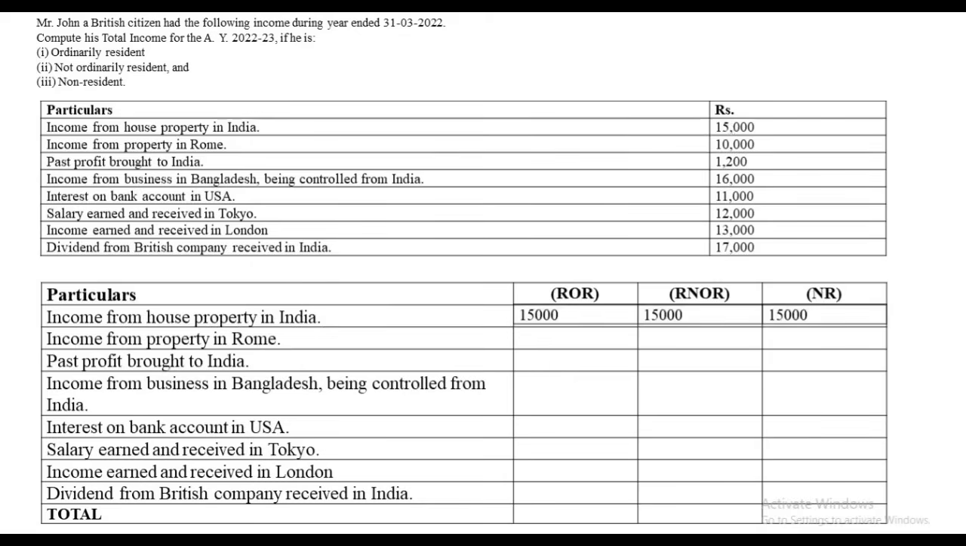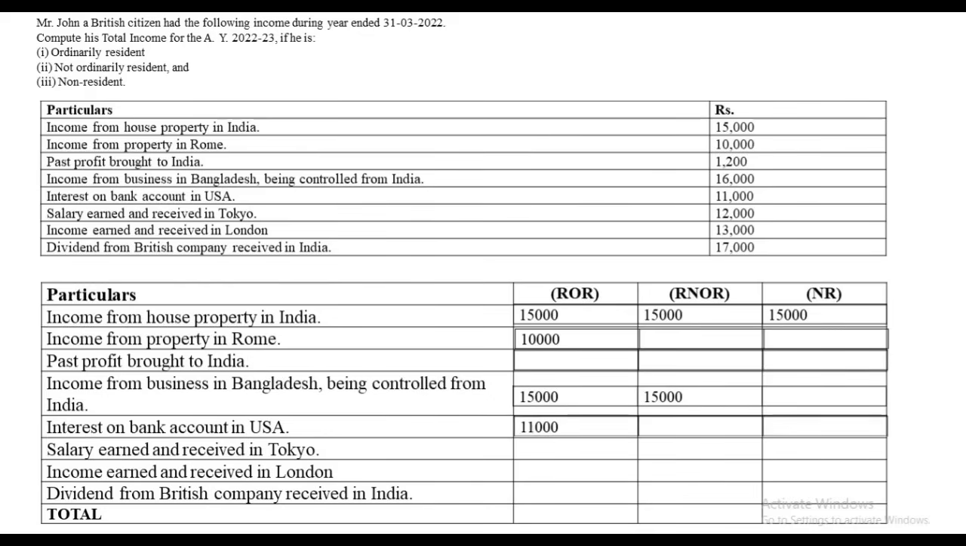That simple it is. Next, income from property in Rome. Rome is a foreign country. Since it is foreign, only the first person will have to pay tax. Past profit brought to India, again past profit, no one pays tax for it. Income from business in Bangladesh being controlled from India, again controlled from India, so the first two people will need to pay tax. Interest on bank account in USA, again foreign income, so only the first person pays tax for it. Salary earned and received in Tokyo, again foreign income, only the first person pays the tax for it.